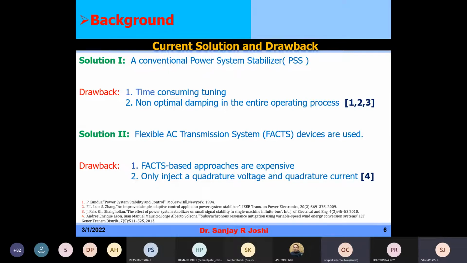The other solution is to use flexible AC transmission systems like SVC, TCSC and so on. But then these devices are very costly and they can inject only quadrature voltage in case of TCSC and quadrature current in case of SVC or STATCOM.